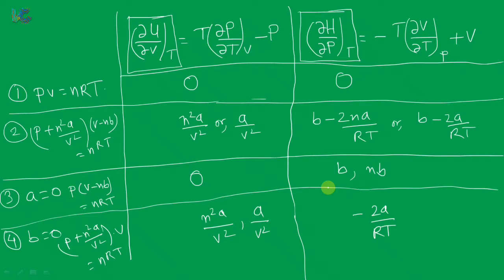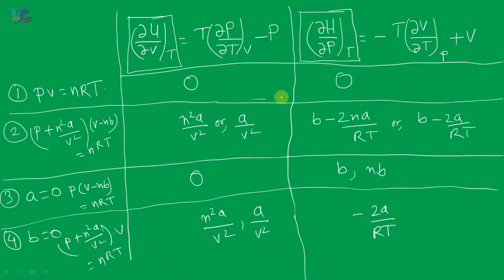Fine. So this is the comparison between the first thermodynamic equation of state and the second thermodynamic equation of state for four gas equations: for PV equal to nRT, for van der Waals, for a gas where A is equal to 0, and for a gas equation where B is equal to 0. So this is the chart. This is the first thermodynamic equation of state, and this is the second thermodynamic equation of state.